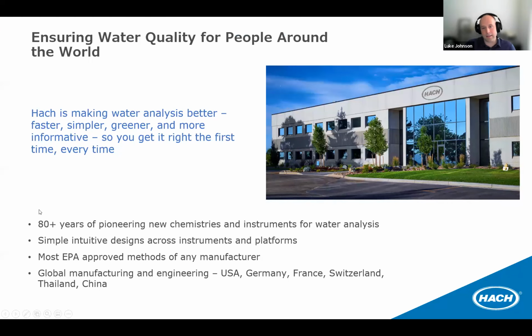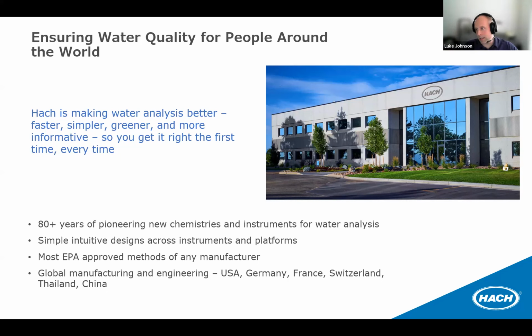Before we get too into turbidity, I just wanted to talk about who Hach is. At Hach, it's our mission to ensure water quality for people around the world. The way we do that is to make water analysis better. We're all about testing water. We're always trying to make it faster, simpler, greener, and more informative so that the customer gets it right the first time and every time.